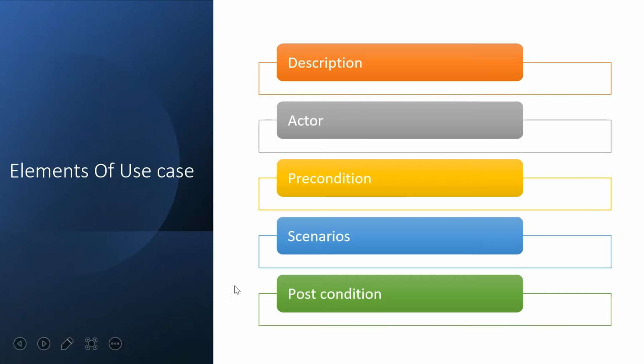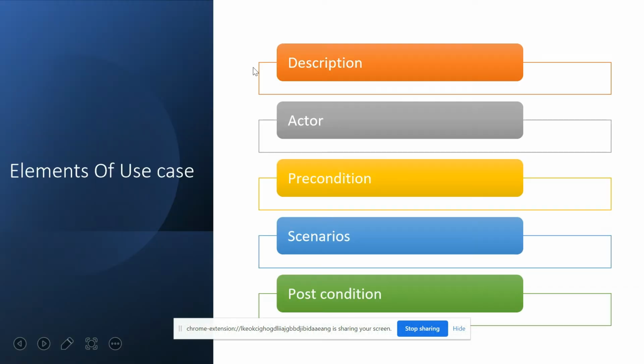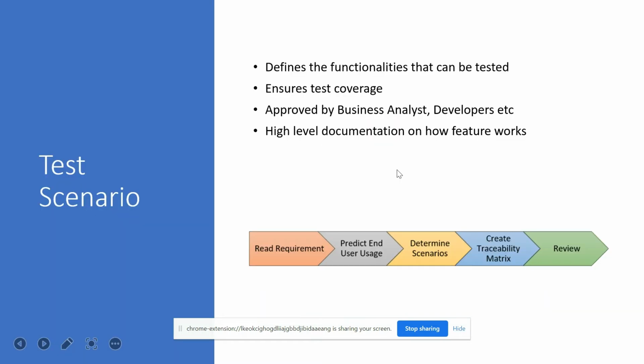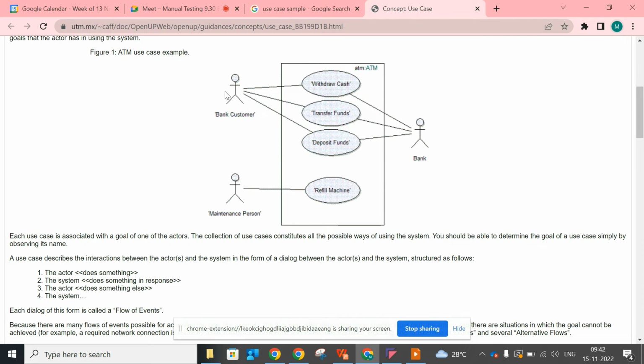Okay, fine. Now what are the elements of the use case? Elements means these things, right? These are going to be the elements of your use case. We'll see them one by one. One is going to be your description. You'll obviously have a description section where you will say what this use case is about, and one is going to be your actor. So this person, right, these are going to be your actors.